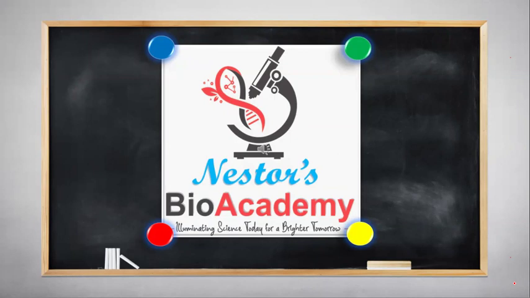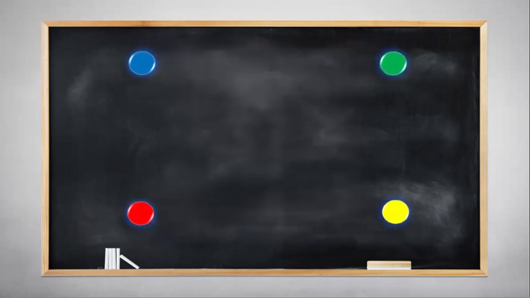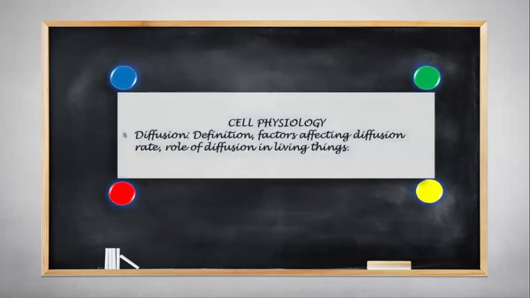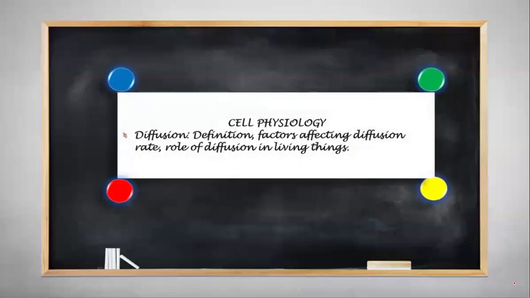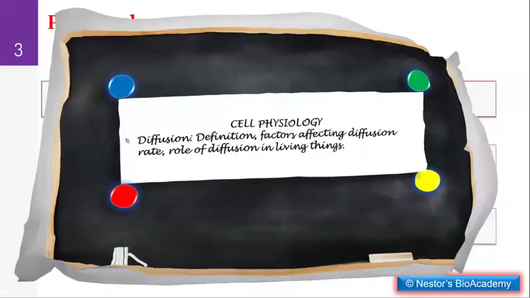Welcome to Nesta's Bioacademy. Today, the main objective of this video is to take us through the process of diffusion. We are going to learn the meaning of diffusion. We are going to learn the factors affecting the rate of diffusion. And then finally, we will look at the role that this important process plays in living things.